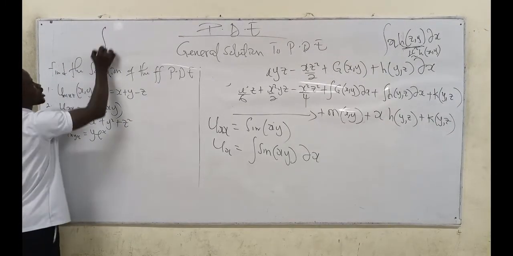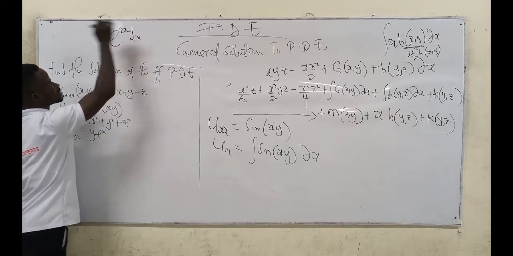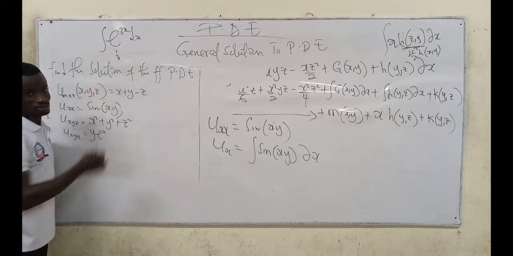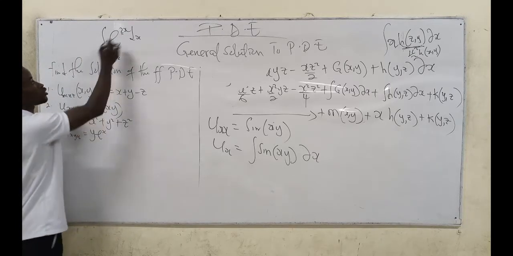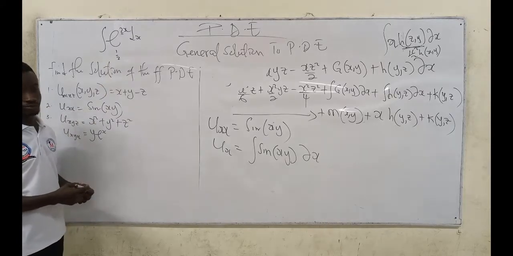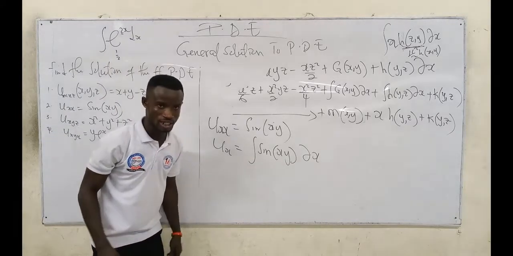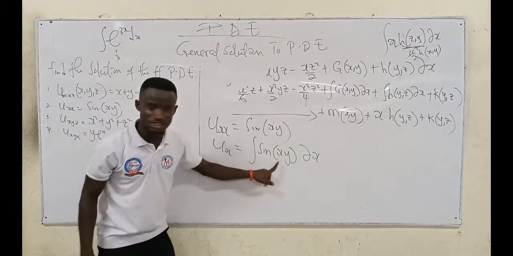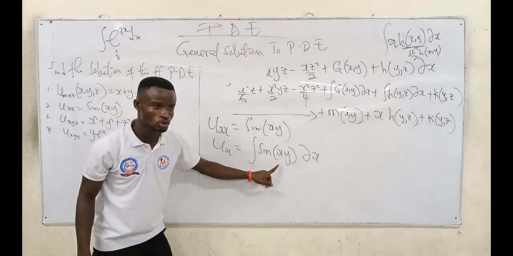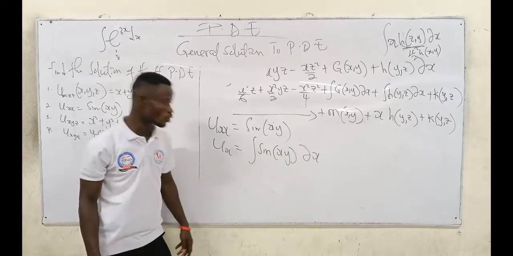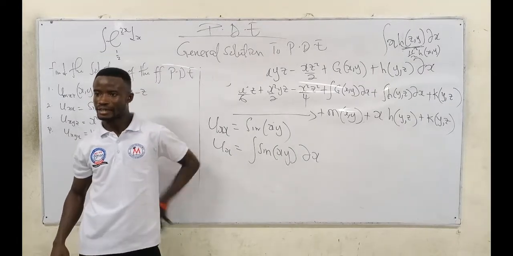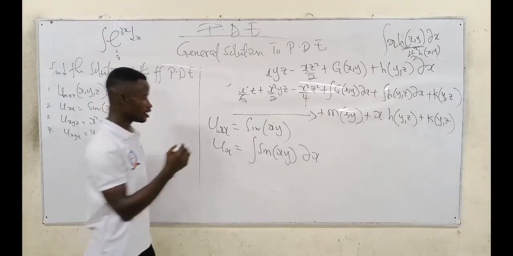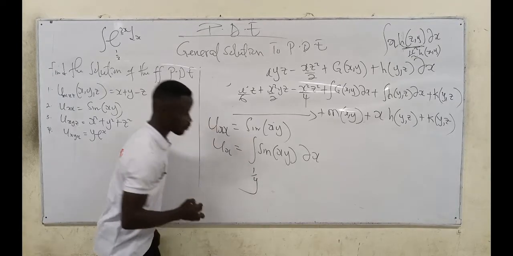Anytime we integrate a transcendental function, like the integral of sin 2x dx, since it's a transcendental function, the constant will be 1 over it. Just shorten, then copy the whole thing again. Since we are integrating with respect to x, which one is the constant? The y. So it should be 1 over y. You see that? 1 over y.